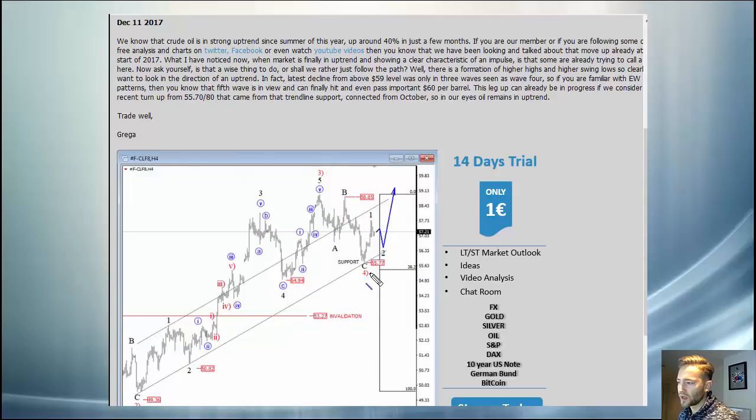Since we have seen this nice bounce in impulsive fashion also from that trend line connected from the start of October, I clearly must remain bullish and must respect what the market is doing. So I labeled this as an ABC correction, potentially completed wave 4. But as you know, crude oil did not go far.